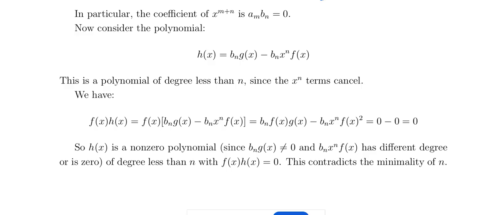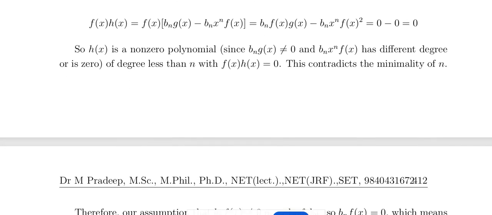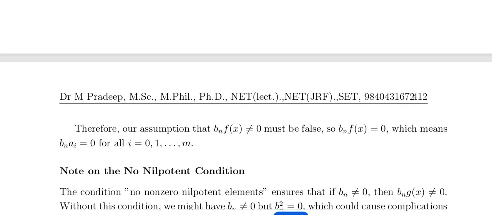And bn g of x is not equal to 0, bn x power n f of x has a different degree, so h of x is a polynomial of degree less than n, and f of x into h of x is equal to 0. This contradicts the minimal polynomiality of n. Therefore bn f of x should be not equal to 0. Our assumption that bn f of x is not equal to 0 must be false. So bn f of x should be equal to 0.